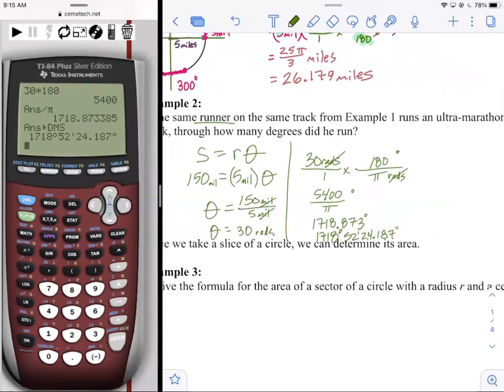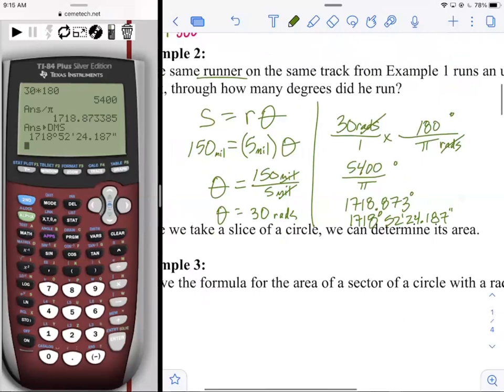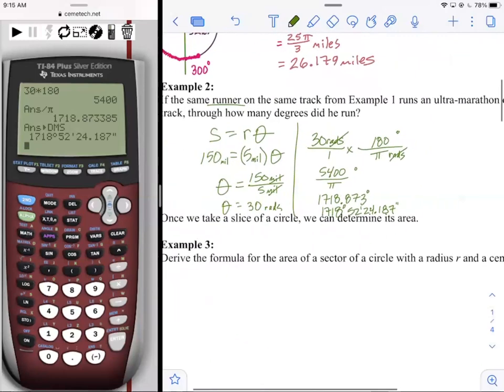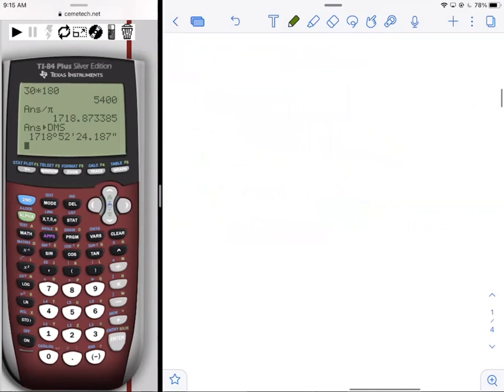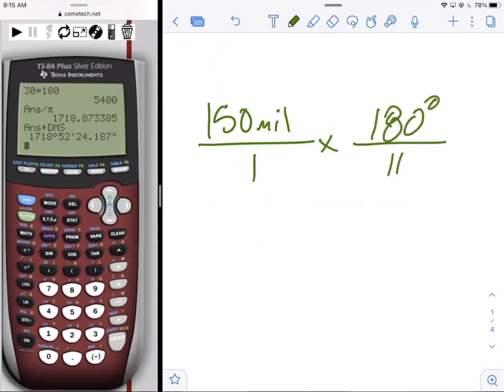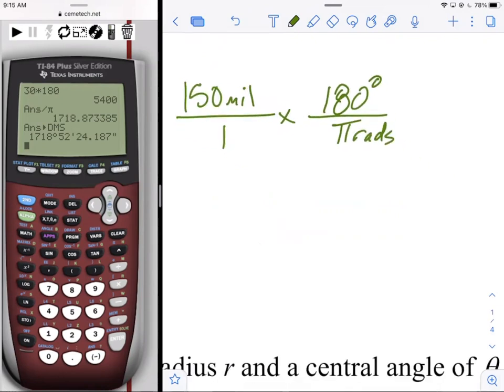Comments, questions? You got it? Same formula. We use it a different way. Answer the question. Can you explain how you got it? I got 150 miles. I multiplied it by the conversion factor of 180 over pi rads. Oh, you did that first. Okay, so you did 150 miles, and you multiplied it by 180 degrees over pi rads. Okay. And then you got a number.